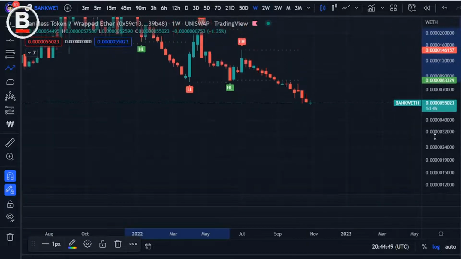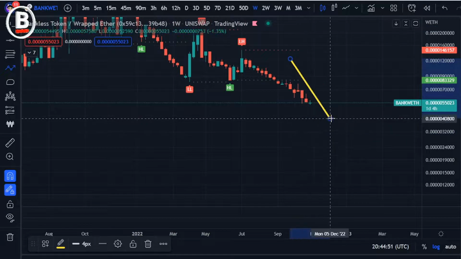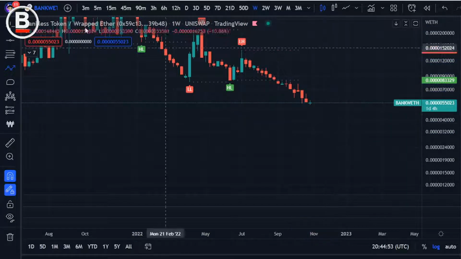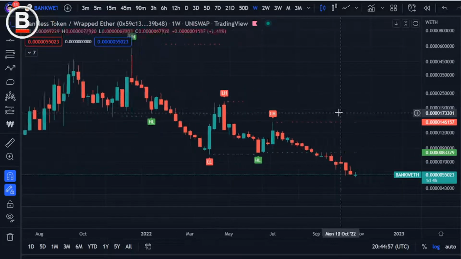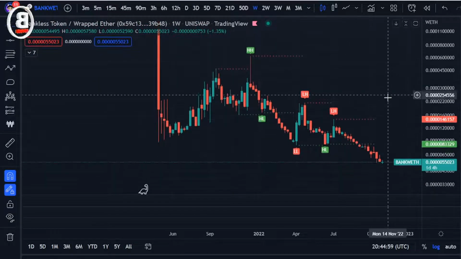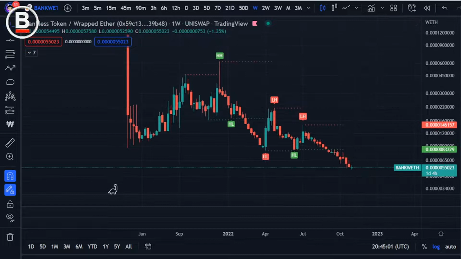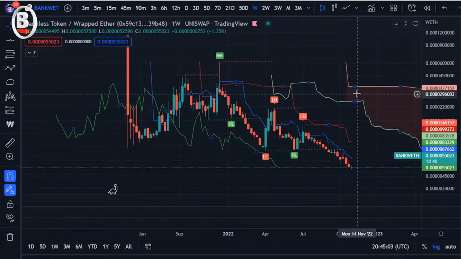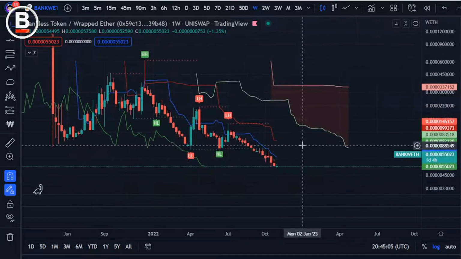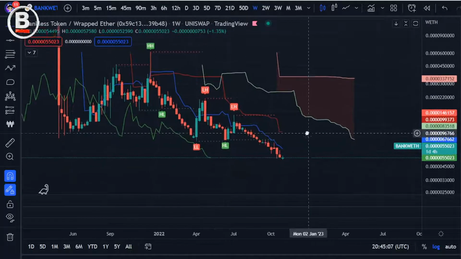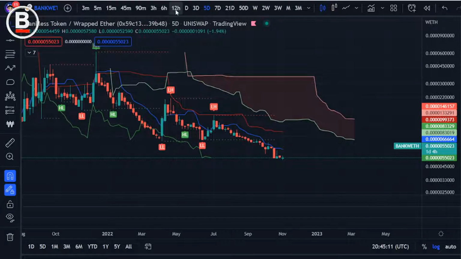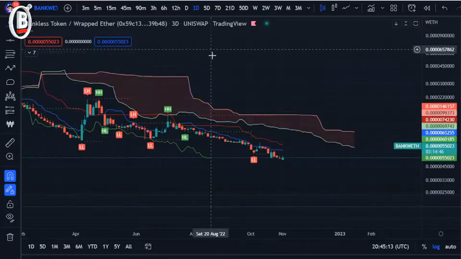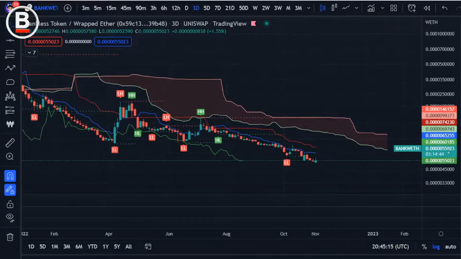I always like an opportunity to show people the Ichimoku cloud. It's a very good visual representation. You can forget about the squiggly lines here, and we can drop down to the 3-day chart.